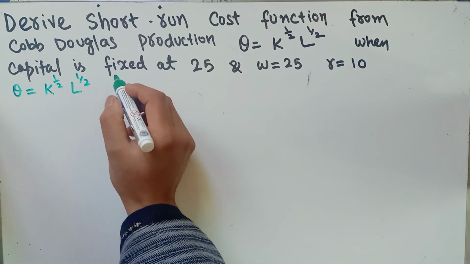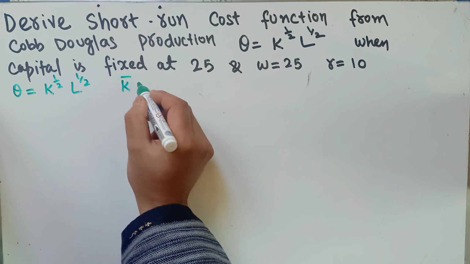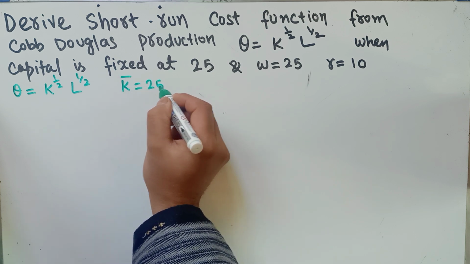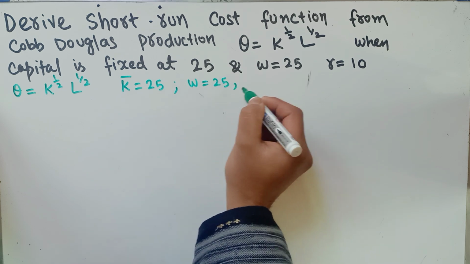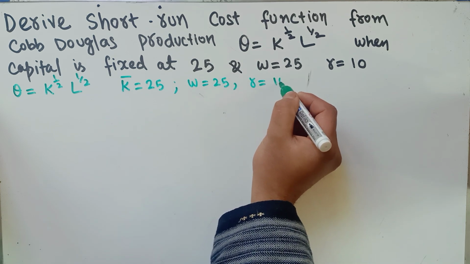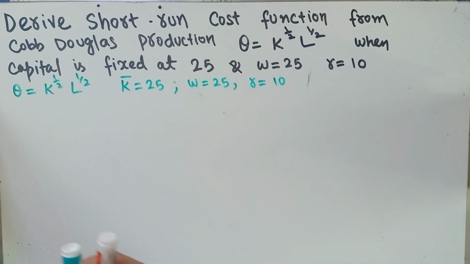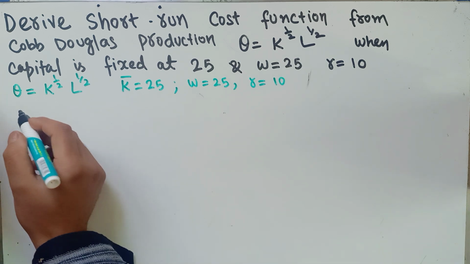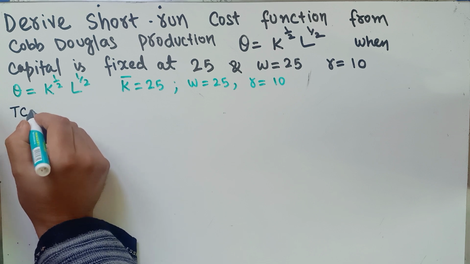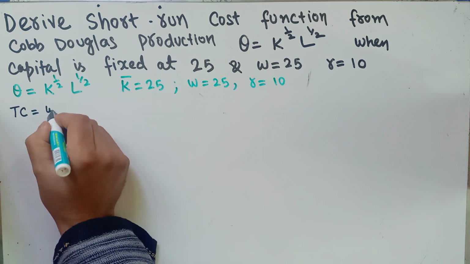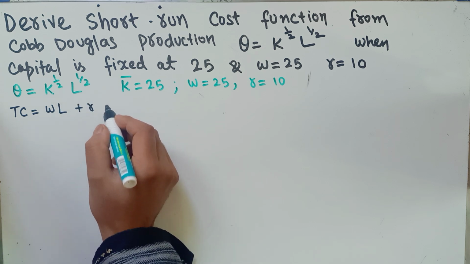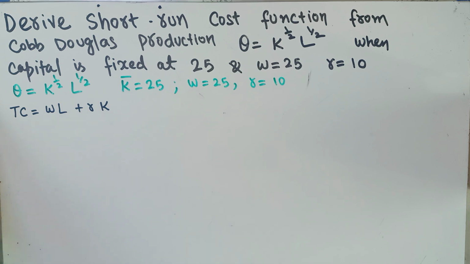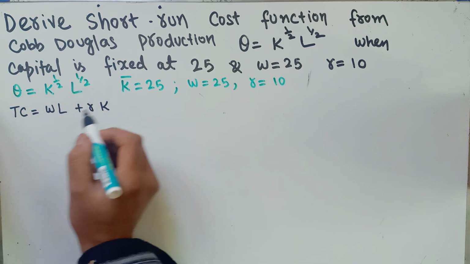Also, we are told that capital is fixed at 25 units, the wage rate of labor is $25 and the rental rate of capital is $10. Now, what exactly will be the total cost of the firm? That will be equal to the wage rate times units of labor employed plus the rental rate of capital times units of capital employed. Now let us first solve this given production function.